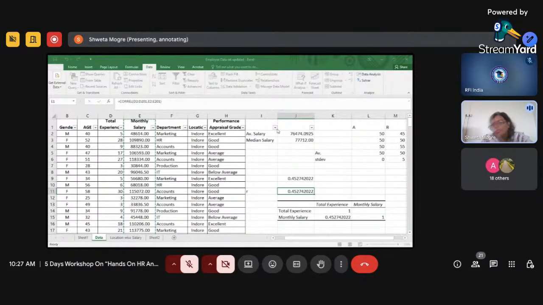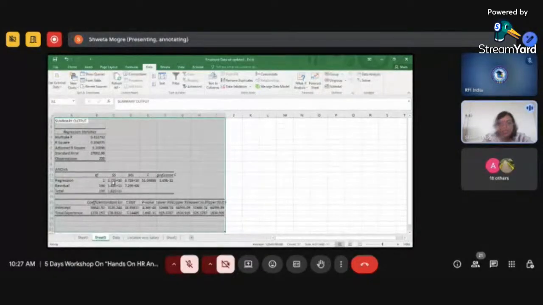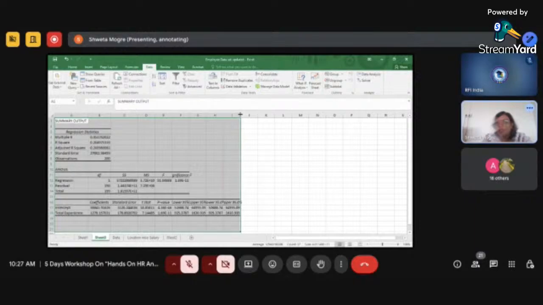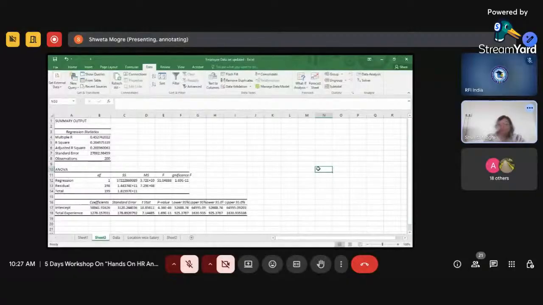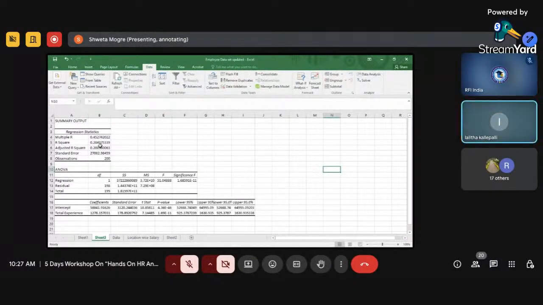So now click on labels, click on confidence level, and just click on OK. Rest of the things are not required right now. Okay, just click on OK. So by default, I have selected new worksheet. So you please check. In new worksheet, you will receive such kind of output. I hope my output window is visible to everyone. Is my output window visible? Yes, ma'am. Yeah.